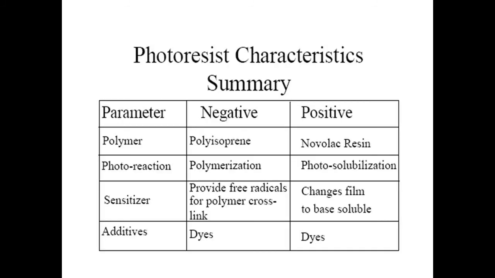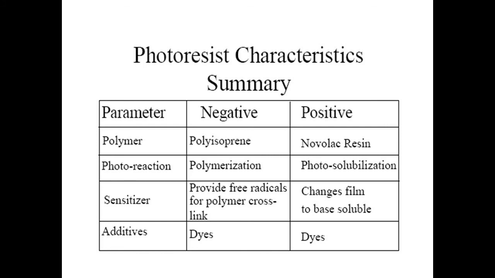So for slide 20, these are the photoresist characteristics, a summary of it. The negative photoresist is made from polyisoprene polymer. The positive photoresist is made from novolac resin.